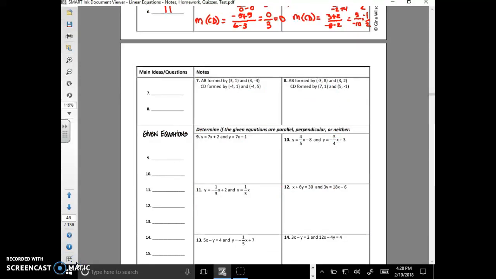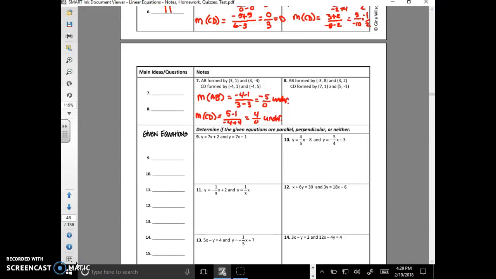Okay, so let's do number 7 together. So the slope of AB is negative 4 minus 1 over 3 minus 3, which gives us negative 5 over 0. That's undefined because 0 is in the denominator. And then the slope of CD equals 5 minus 1 over negative 4 plus 4. So that's 4 over 0. That's undefined.